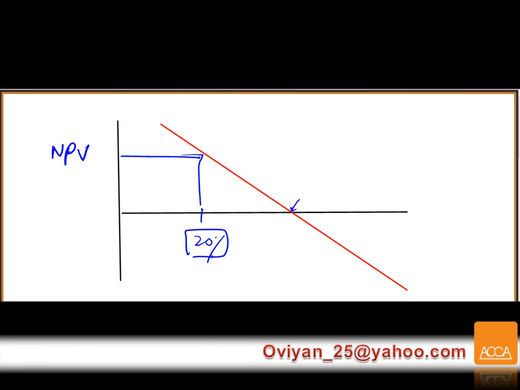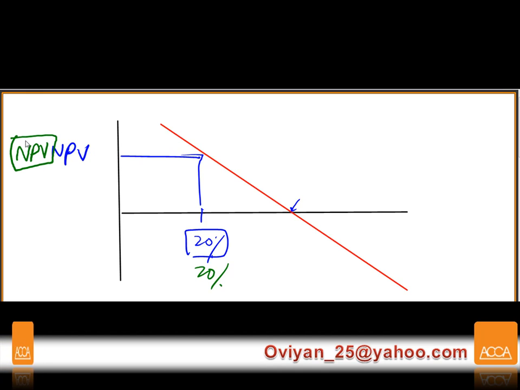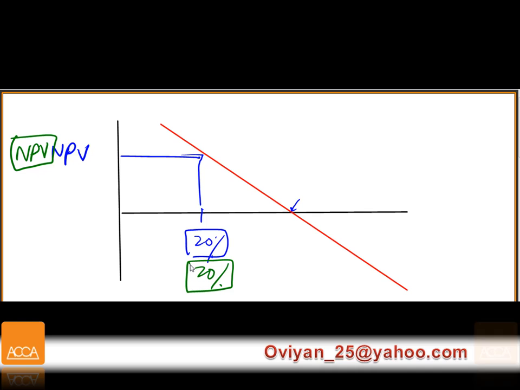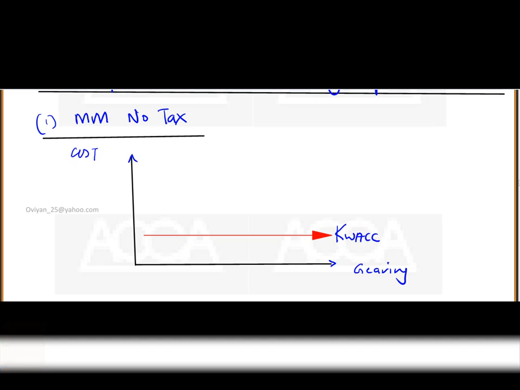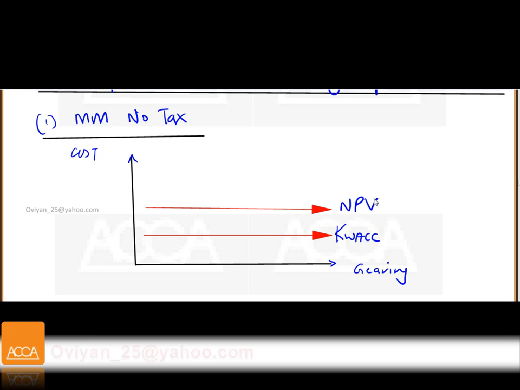So what conclusion can I make? My new cost of capital will still be 20%, the same as my old cost of capital, and my NPV is going to be the same. So I'm just putting in pictures. Of course you got to explain. You got to explain clearly.